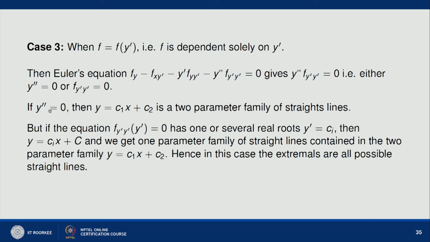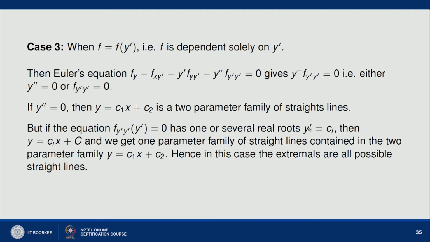So if y double dash is equal to 0, we can solve this differential equation and get y equal to c1 x plus c2, and it is a two parameter family of straight lines. But if we look at f y dash y dash, which is a function of y dash, equal to 0, we can solve this and find the root, and that root is in terms of y dash.